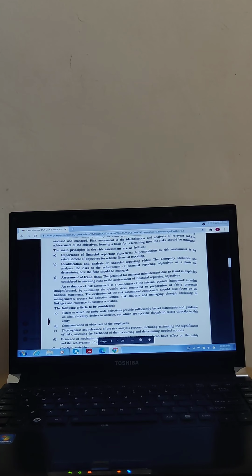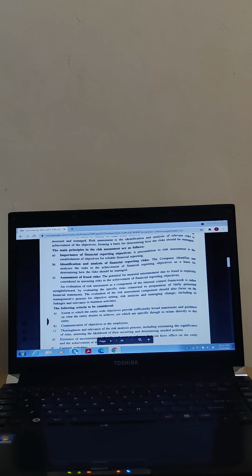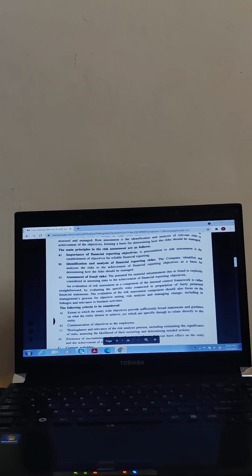The second precondition is identification and analysis of financial reporting risk. First you need to identify what your risk is, then analyze the particular risk in terms of financial reporting, and on what basis, what kind of solution needs to be taken in order to manage this particular risk.